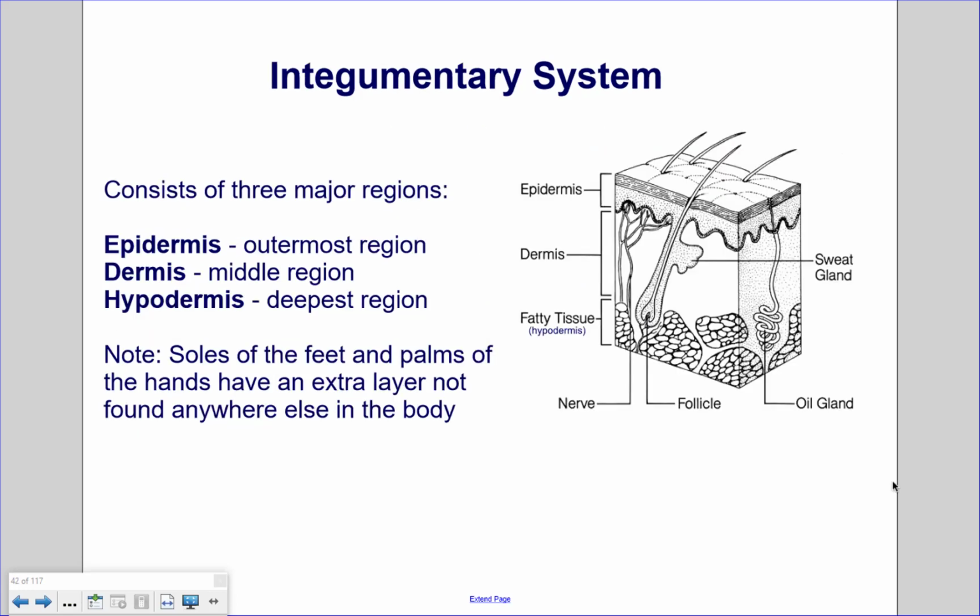The integumentary system consists of three major regions. The epidermis is the outermost region. The prefix epi means on, or on the surface really. The dermis is the middle region, and the hypodermis is the deepest region. Hypo means low. Note, soles of the feet and palms of the hands have an extra layer not found anywhere else in the body. Why do you think this is?